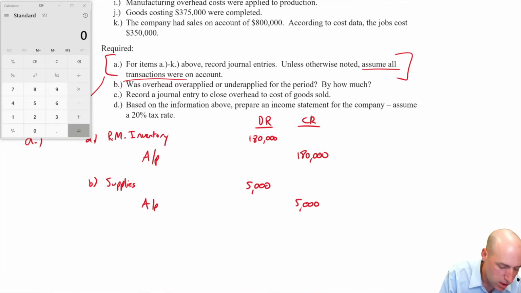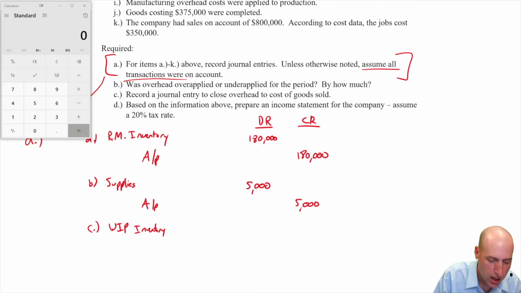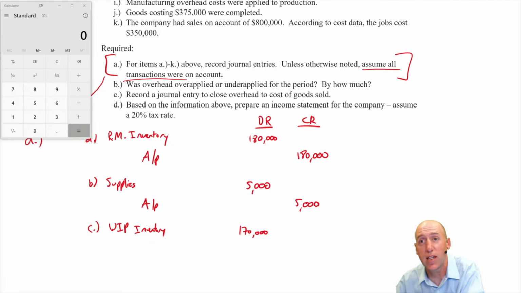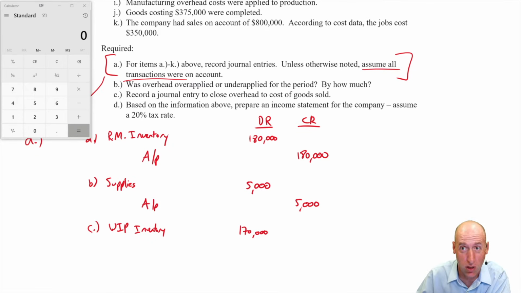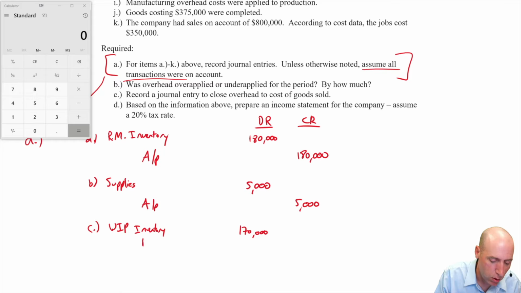So let's deal with that first. We're going to debit WIP inventory to say, hey, this raw material, I bought 180, I use 170 in production. It's going from raw materials, it's making the journey into WIP. Eventually it's going to be a finished good, but right now it's going into work in process. Where's it coming from? It's coming from raw materials inventory, right? It's no longer raw.